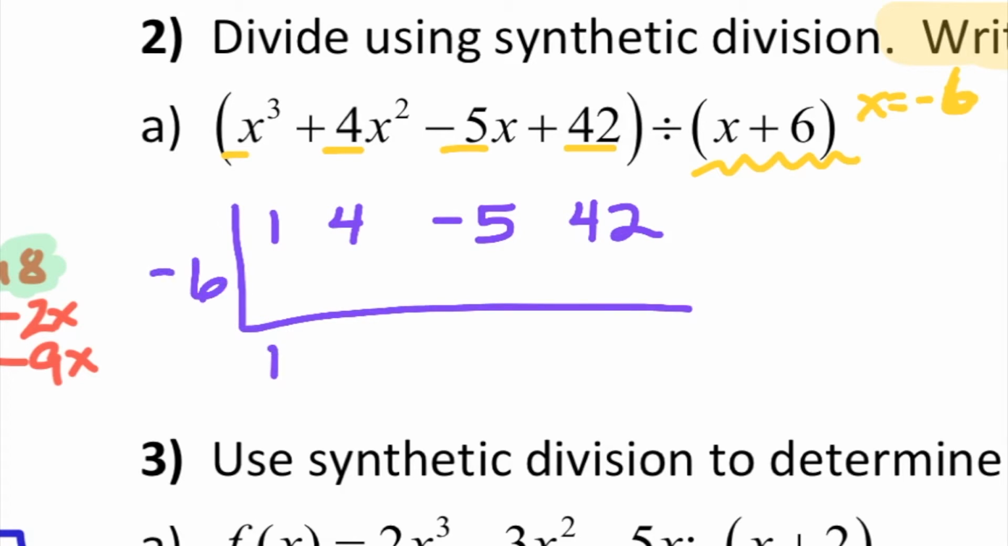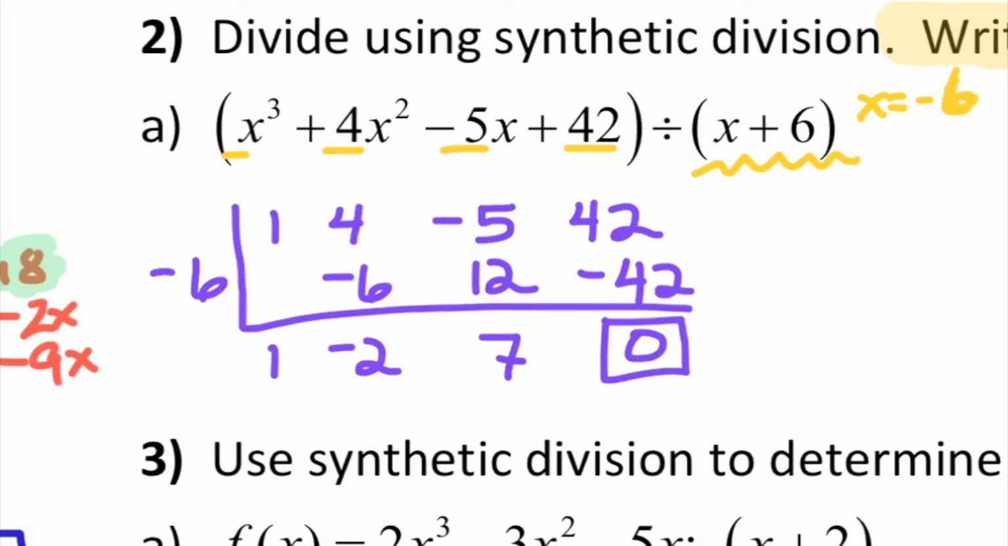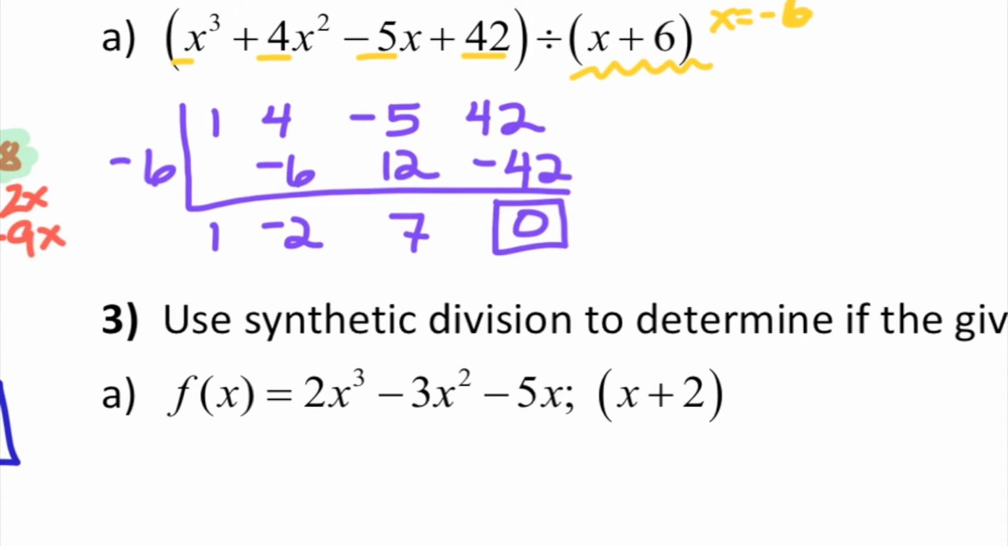Bring down the 1. 1 times negative 6 is negative 6. Add 4 plus negative 6 is negative 2. Multiply negative 2 times negative 6 is positive 12. Negative 5 plus 12 is positive 7. Negative 6 times positive 7 is negative 42. And your last number is a remainder. And I always put a box around my remainder to remind me that that's not part of the polynomial that has an x with an exponent on it. But these are the coefficients of the polynomial, and then this is my remainder.